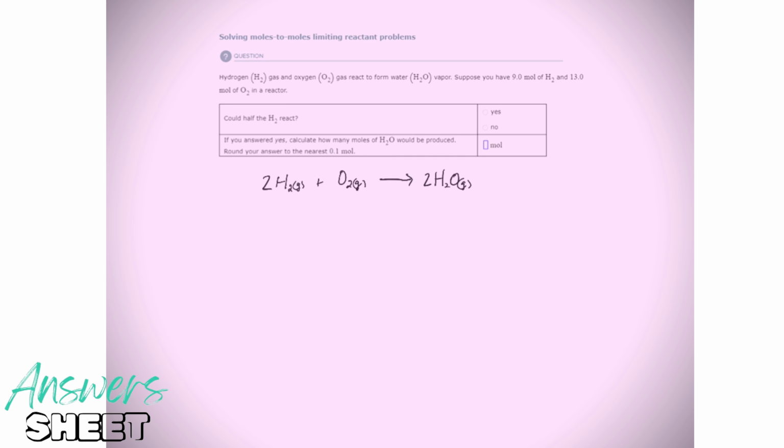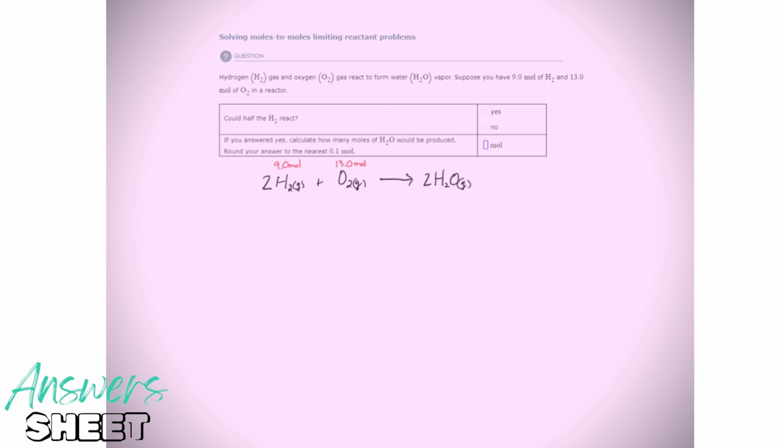And it says, suppose we have 9 moles of H2 and 13 moles of O2. The first question I asked is, could half of the H2 react? We have 9 moles of H2 to start. So how do we answer whether or not half of the hydrogen gas could react in this reaction given these amounts of substances? Well, what's half of 9?